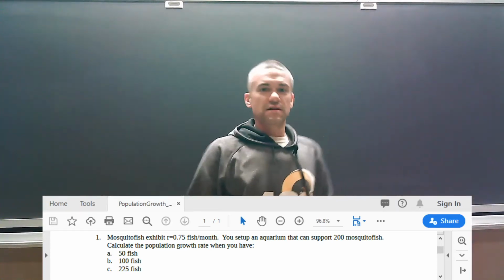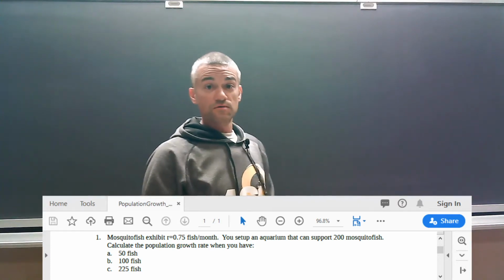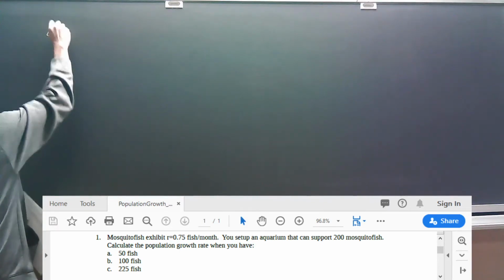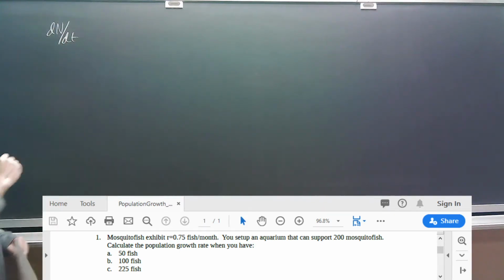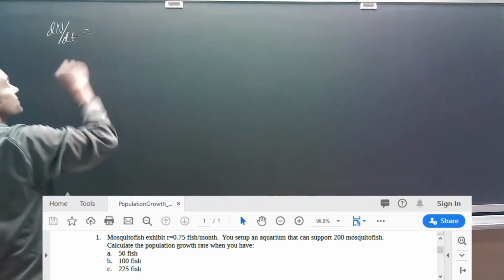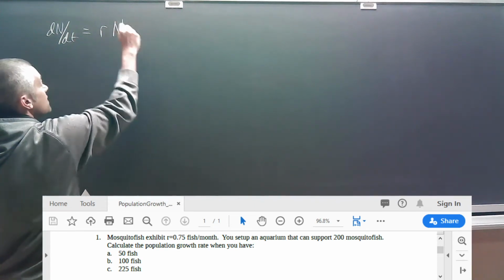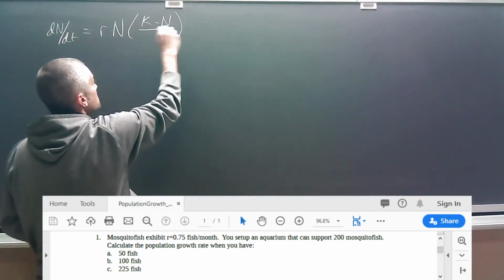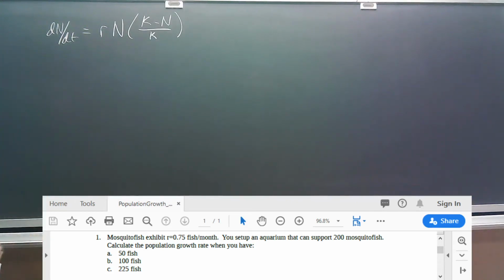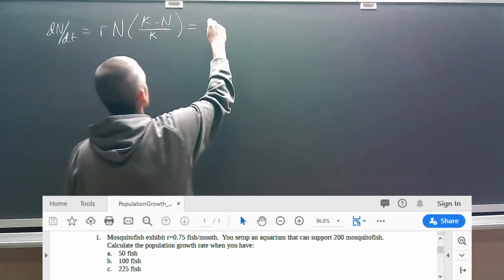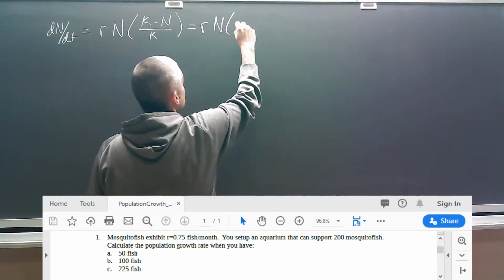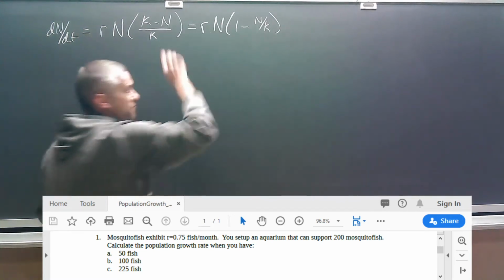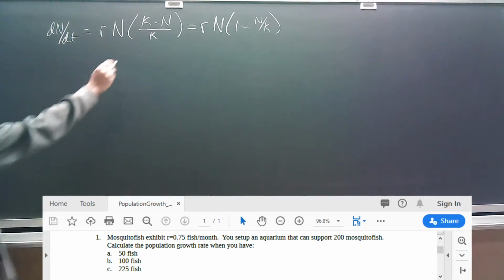All right, so we have an example problem to work through using the logistic growth equation. If you remember, our logistic growth equation is used to estimate our population growth rate, dN over dt. And it is r times N times (K minus N) over K. This also reduces to r times N times (1 minus N over K). And I prefer this method instead of using this method.